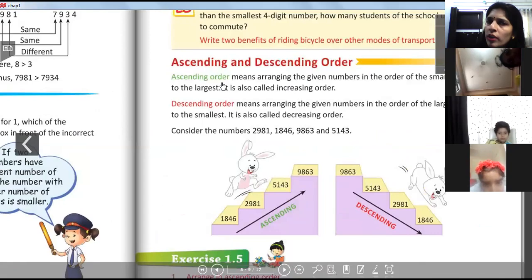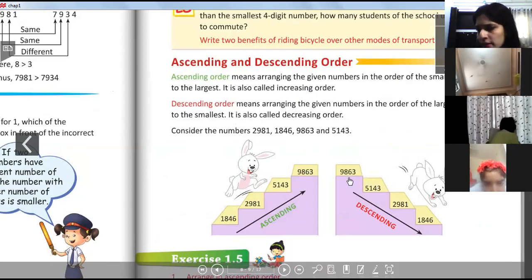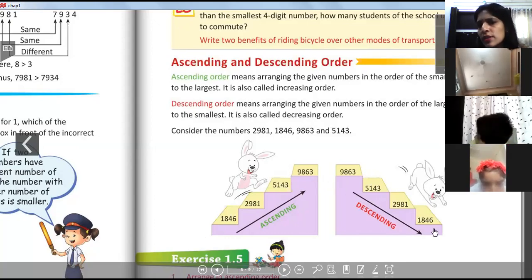What do we mean by ascending order? It means writing the given numbers from the smallest to the largest. You can see here, it's just like climbing up the stairs. It is also known as increasing order. The other name for ascending order is increasing order. Then we have descending order, which means arranging the given numbers from largest to smallest. It means moving down these stairs. Okay, can you see here, children? So this is the ascending order from smallest to largest, and from largest to smallest it is descending order.